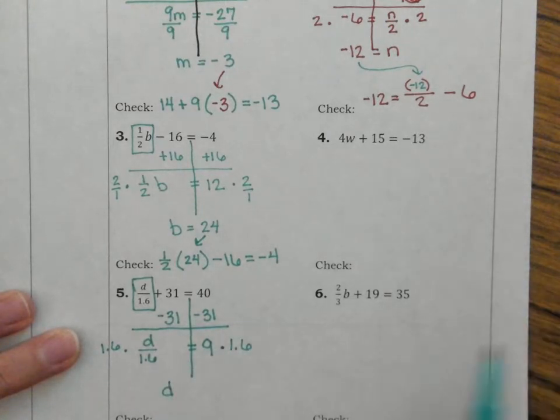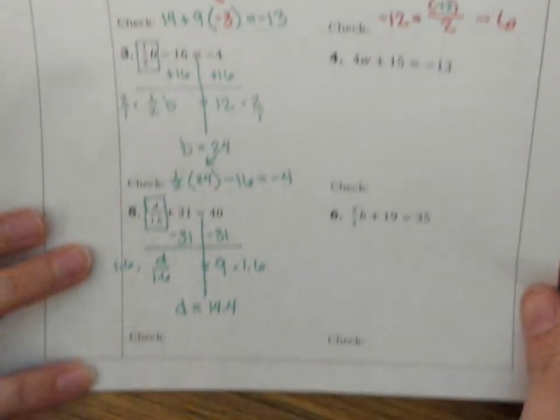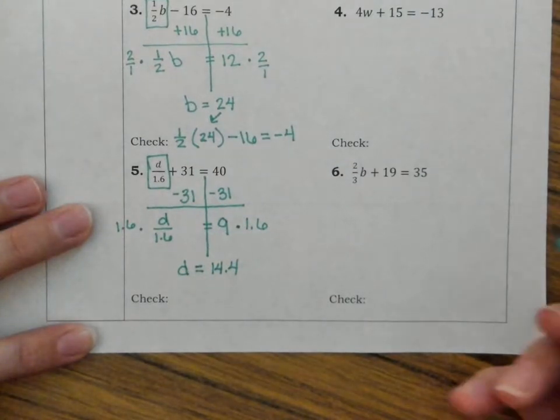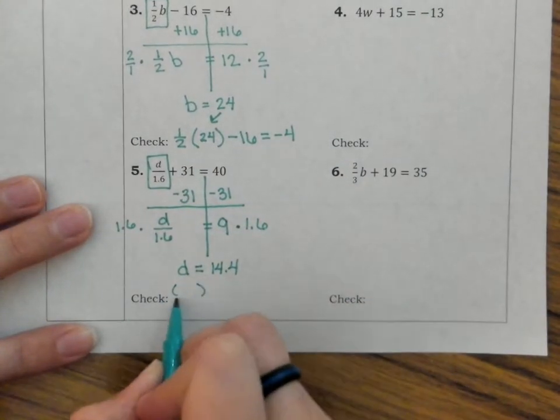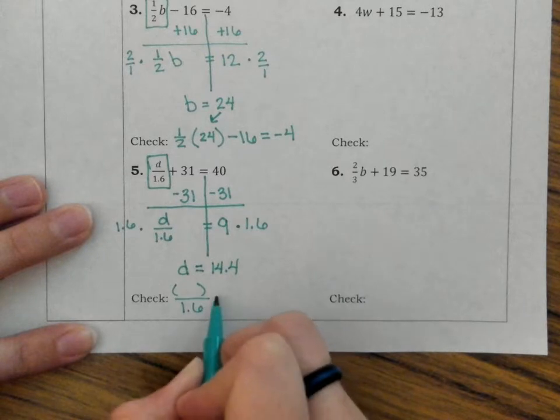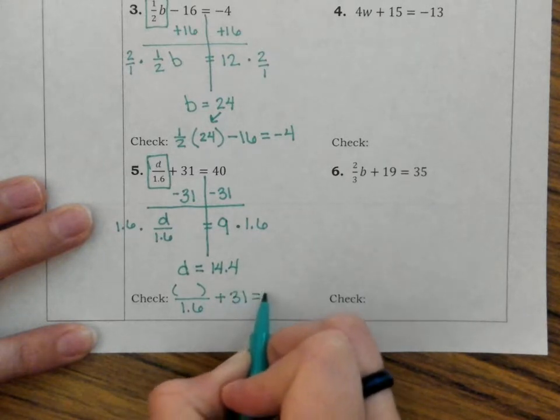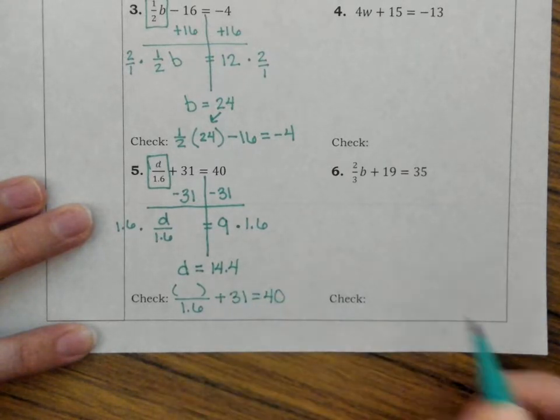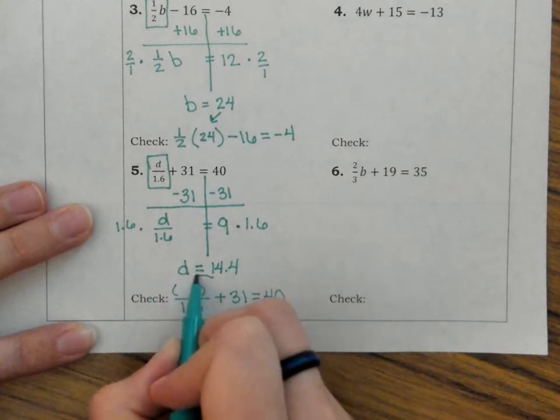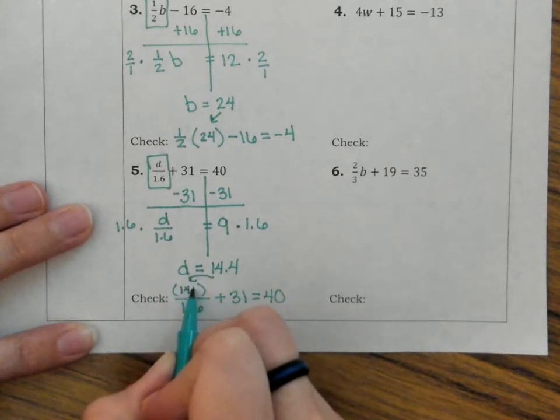So D equals 14.4. I'm going to slide this up. Our check again, I would have my parentheses divided by 1.6 plus 31 equals 40. And then we would just plug that in where D would have been, 14.4.